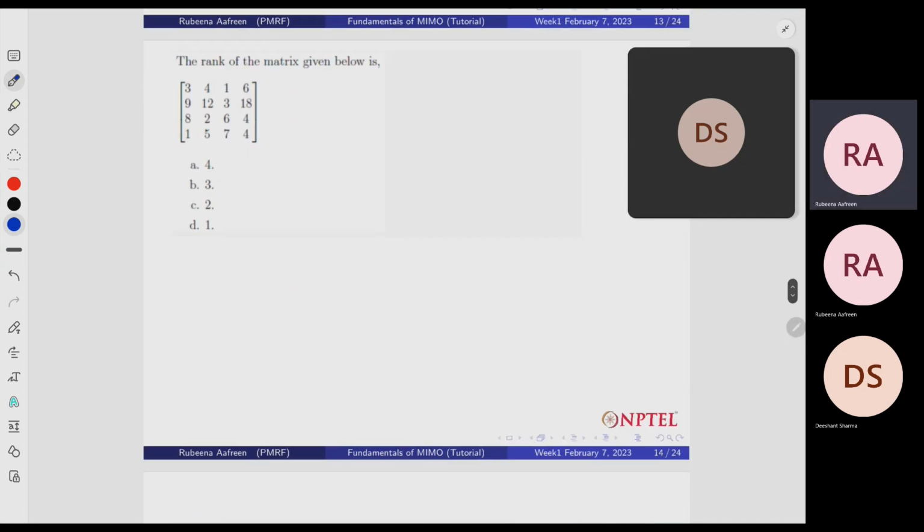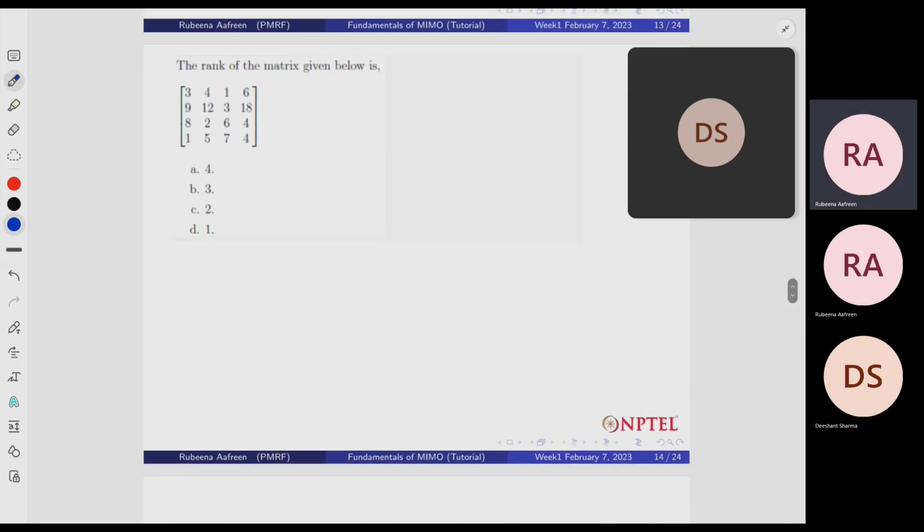Now coming on to the other questions that are from linear algebra. So this is a very basic question. The rank of this matrix we have to find. So what are the approaches to find the rank of a matrix? The most commonly used approach is that we have to use the row echelon form or reduced row echelon form. So this matrix is here.